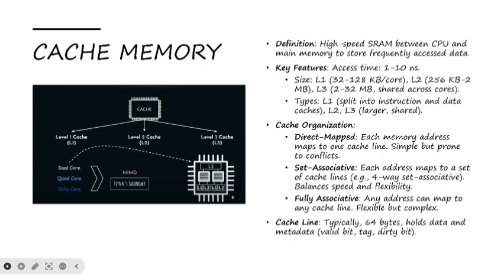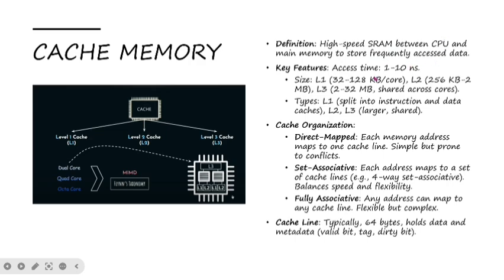Okay, so today we are going to learn about cache memory. What is a cache? A cache is a small and fast memory that stores frequently used data to speed up access, or in other words, a high-speed SRAM between the CPU and the main memory to store frequently accessed data.